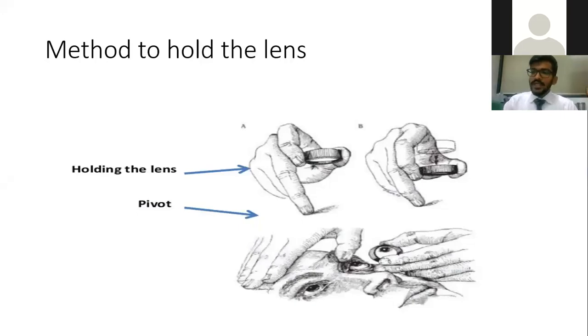So holding the lens, holding the 20D, you have to hold it between your thumb and the index finger. This is the common thing. You have to see it's an aspheric lens, so the black ring, or the more convex surface, is facing towards you. This is the way you should hold your lens, between your thumb and the index finger. These three fingers act as a pivot.